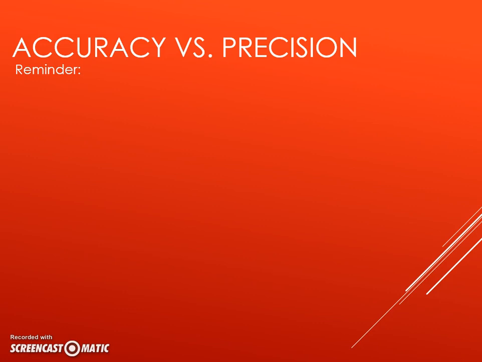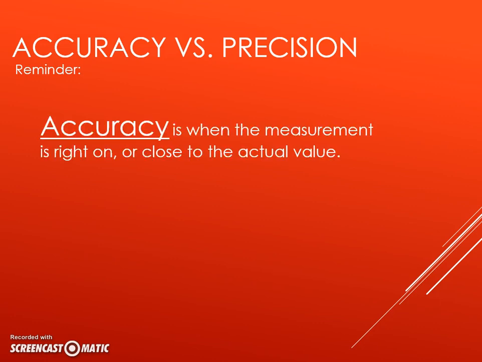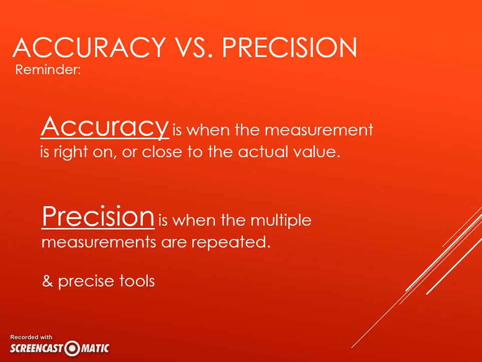Accuracy and precision we talked about earlier this year when we were learning how to measure. Accuracy is when we are right on to the actual value, as close as possible to the actual value. And precision is just a little bit different. Lots of times students have trouble with these two, but precision has nothing to do with being right on or close to the actual value.